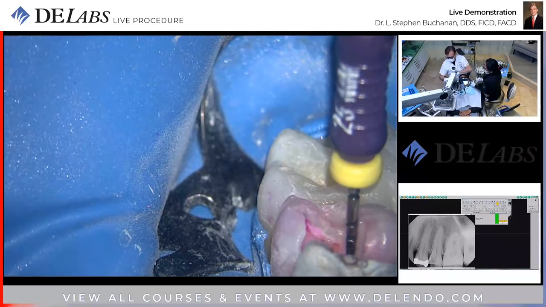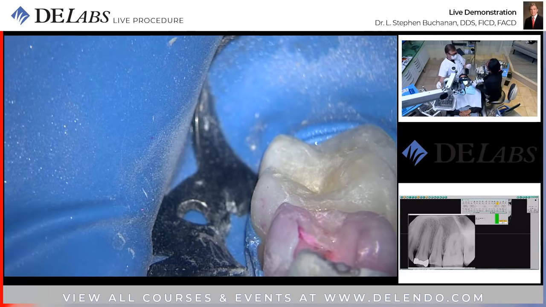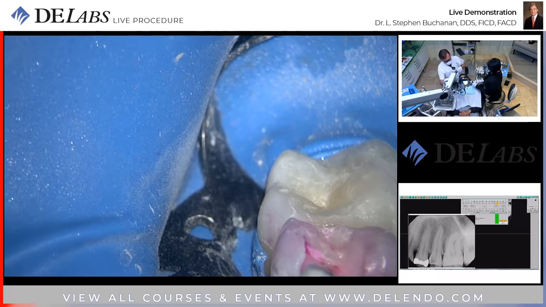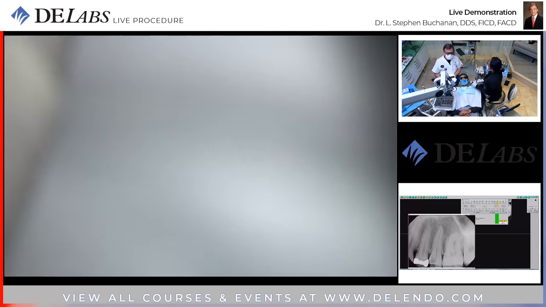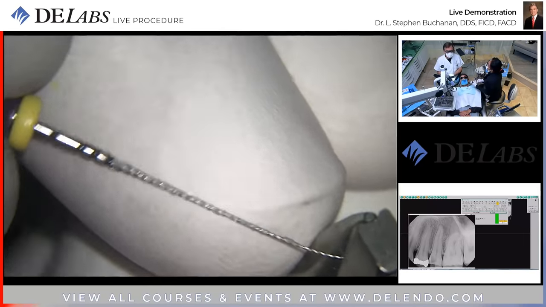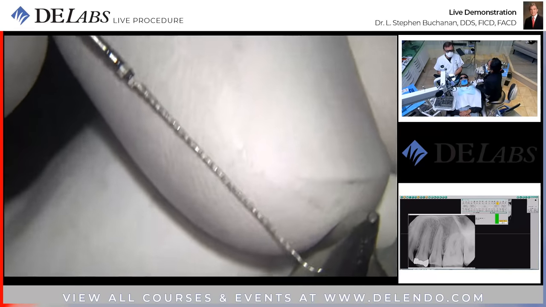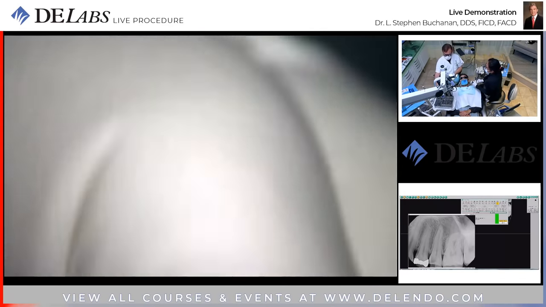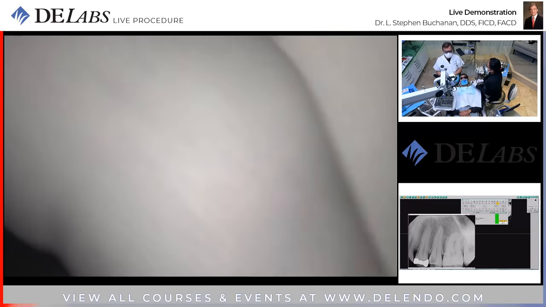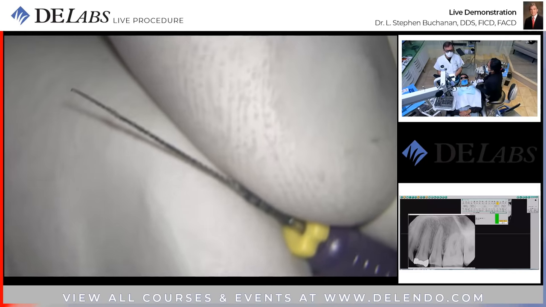All right. And the larger diameter curvature is in the buccal direction, as we saw from the pre-op CTs. Go ahead and bend the file here. This one, I don't think it's a terrible impediment. It's just a slight curvature right where they bifurcate.